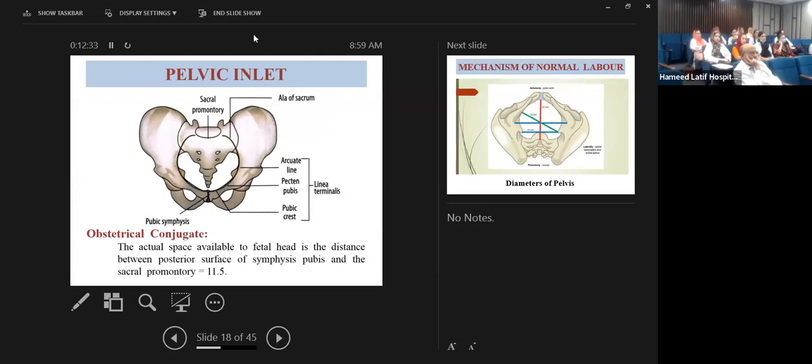Pelvic inlet, it is formed by the upper border of the pubic symphysis, iliopectineal line, ala of the sacrum, and upper border of the sacral promontory. While the pelvic outlet, it is formed by the lower border of the pubic symphysis, inferior ramus of pubis, ischial tuberosities, sacral tuberous ligament, and last piece of the sacrum.